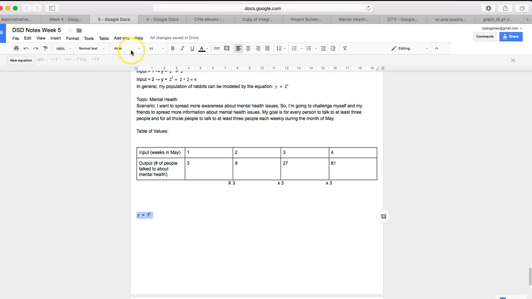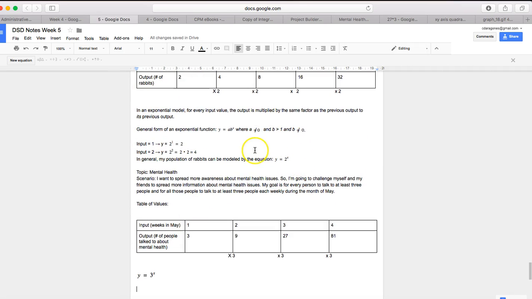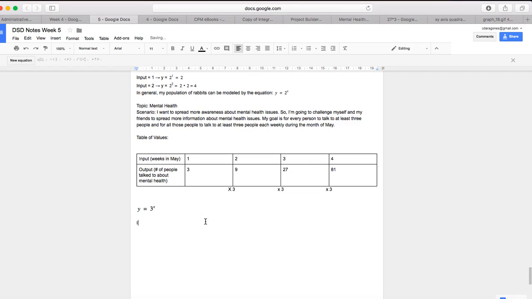I will break this down in case you're still having issues with this. But again, it's really similar to my example with the rabbits, right? The first week, my input was 1, my first week. My output, y, was equal to 3 to the 1, or just 3 people.